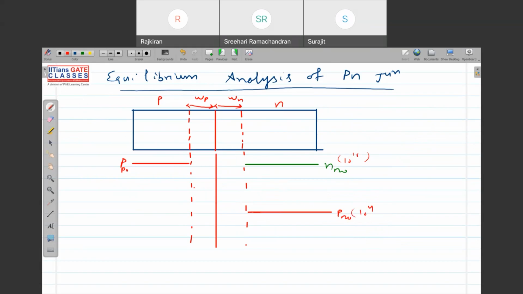Similarly, if you see the electrons in the P side, it will be very less. It is around 10 power 4. It is NP0. So is it clear? Yes, sir. Okay, very good.